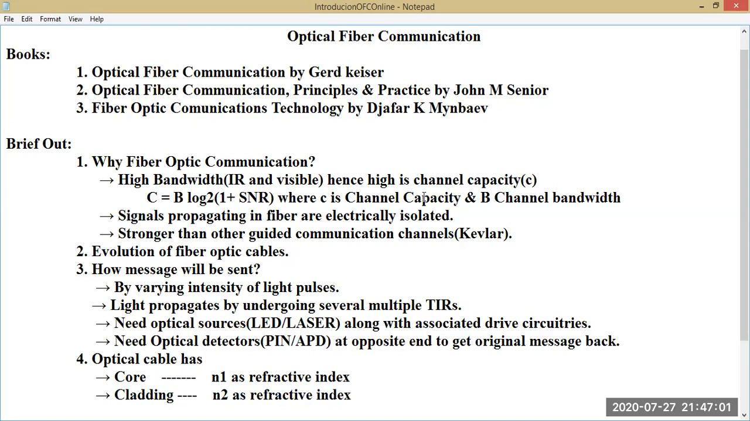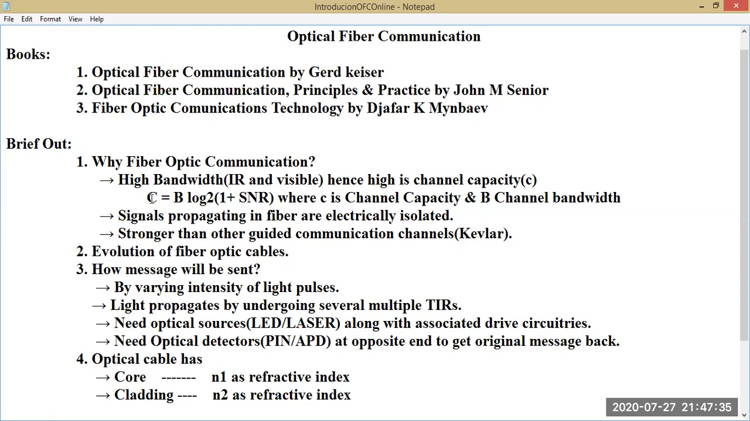This C is the channel capacity, and this B is the channel bandwidth. The bandwidth is expressed in hertz, whereas the channel capacity is expressed in bits per second. So if you increase the bandwidth, automatically the same impact will be on the channel capacity. Based on this Shannon-Hartley law, we say that higher bandwidth directly implies a higher channel capacity in optical fiber cables.